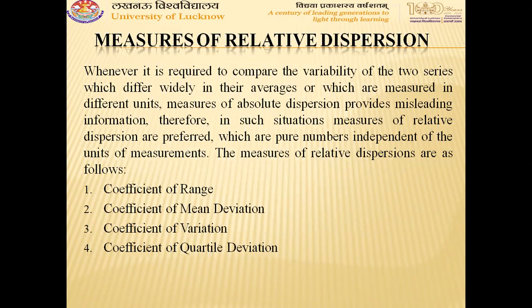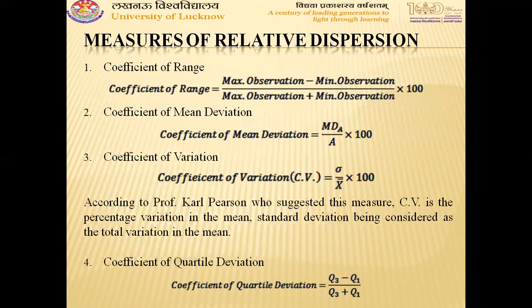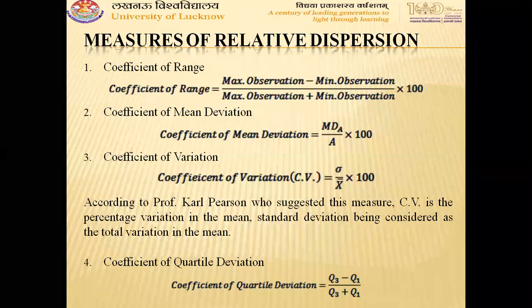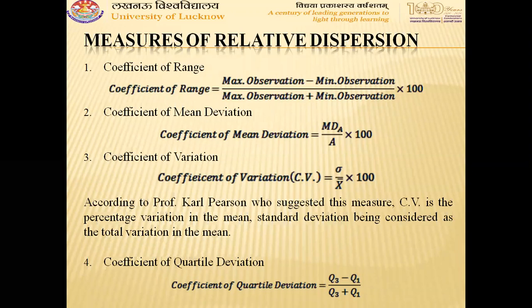There are four relative measures of dispersion, that are called coefficient of range, coefficient of mean deviation, coefficient of variation, and coefficient of quartile deviation. These are relative measures of dispersion, and the main purpose of these relative measures is to make the dispersion unitless. So the quantity which is used for the computation of the absolute measure of dispersion, by that the measures of dispersion are divided and made unitless.